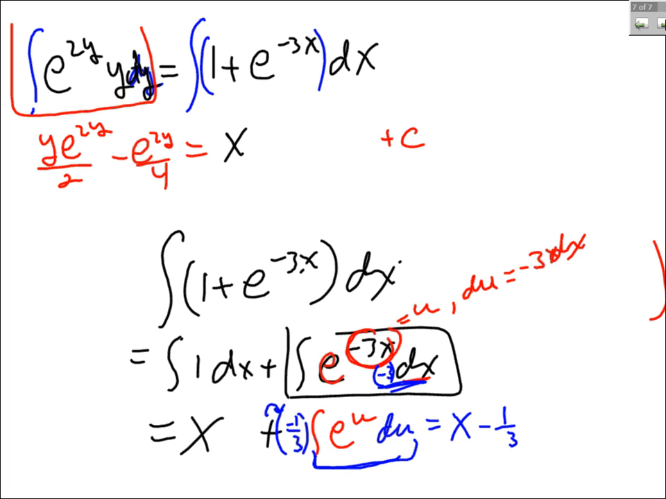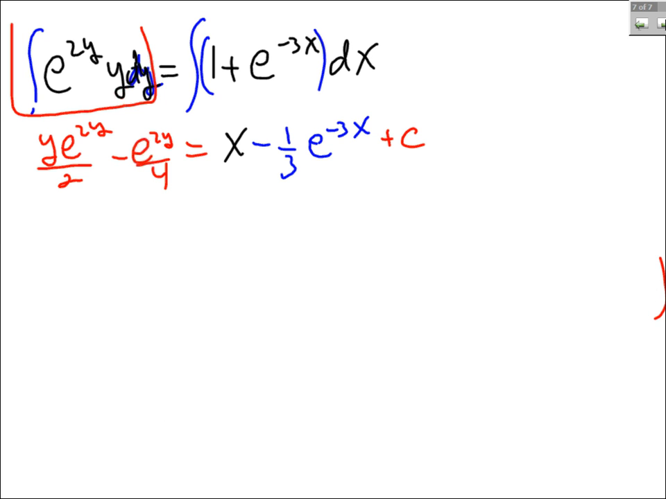And the integral of e to the u is e to the u. But u is negative 3x. Minus 1/3 e to the negative 3x. Plus your constant. Now, not always can you solve for y.